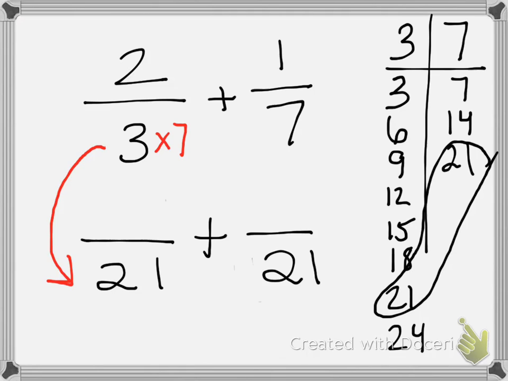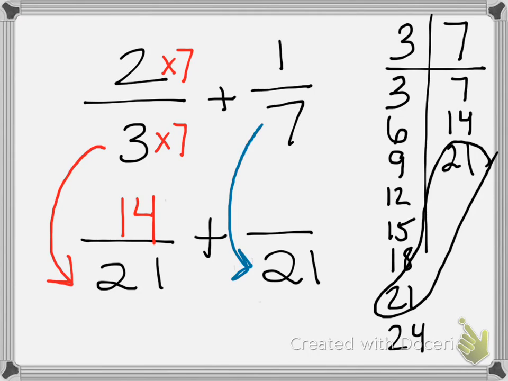Now, in order to find an equivalent fraction, I have to do the exact same thing to the top. So I have to multiply 2 times 7, and I get 14. So now 2/3 and 14/21 are equivalent fractions. So now I'm going to do that to the other side too, but I have to come up with a new number to make this one equivalent.